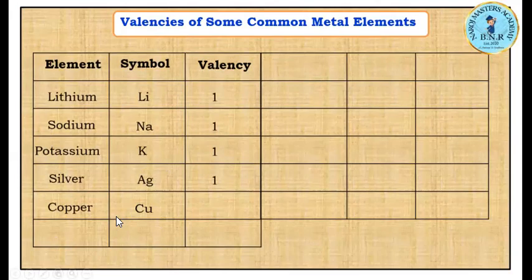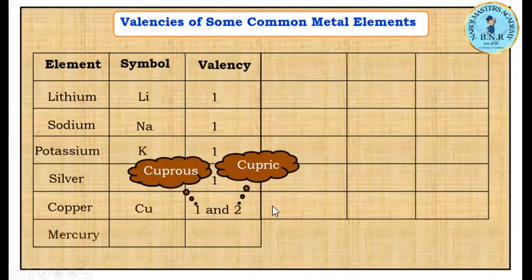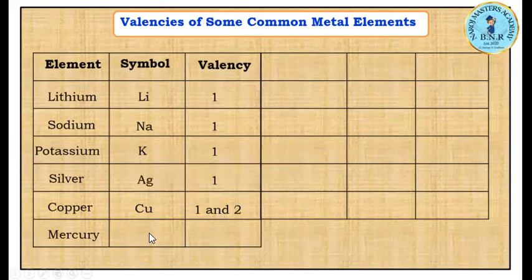For cuprous, it is 1. For cupric, it is 2. Is it right? You can see here, for cuprous, its valency is 1, and for cupric, valency is 2. Mercury. Mercury means it's a metal. Very good. But liquid in state. Hg, is it right? Its name is Hg, and its valency is also 1, 2.